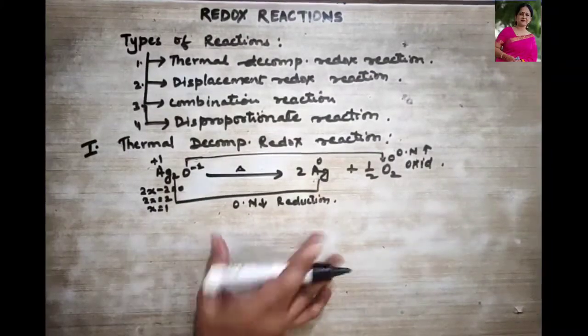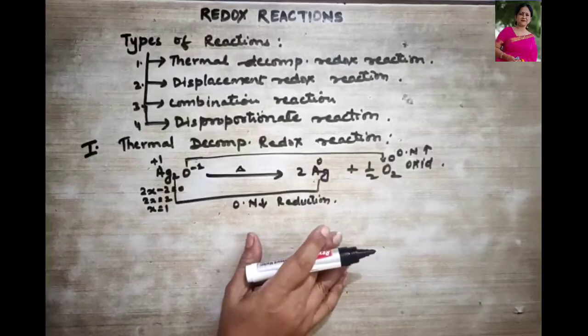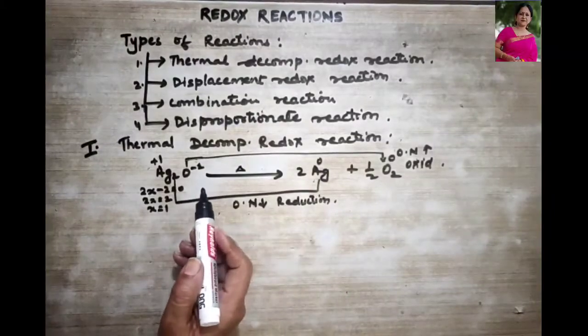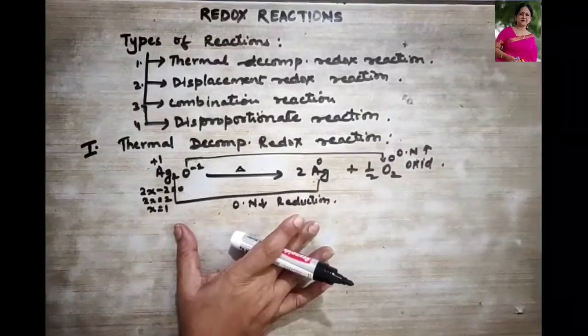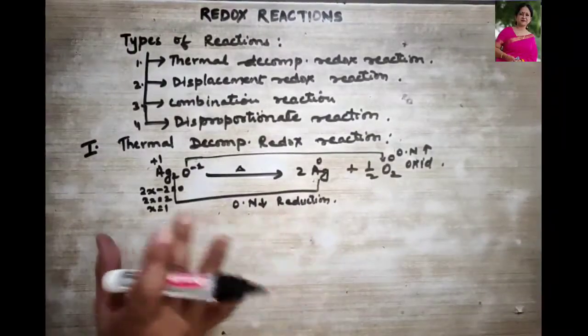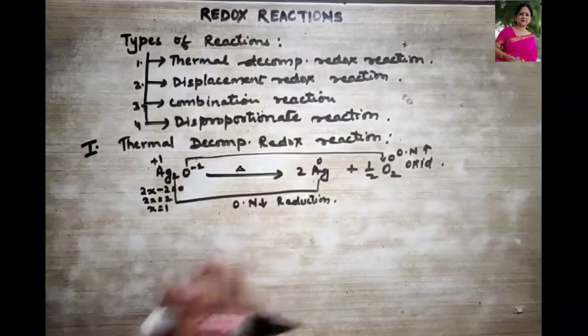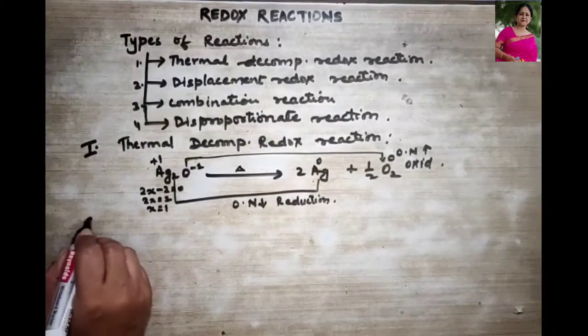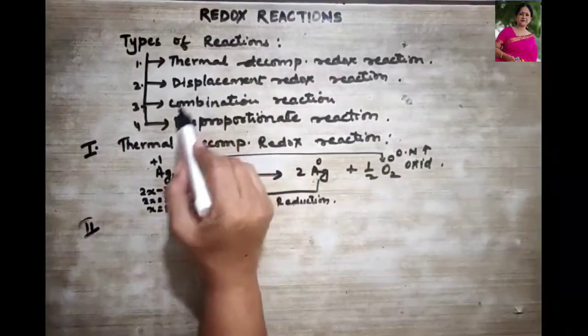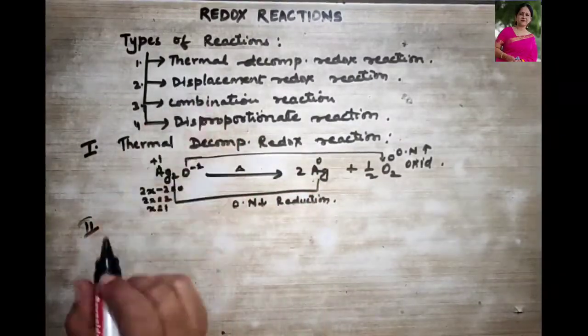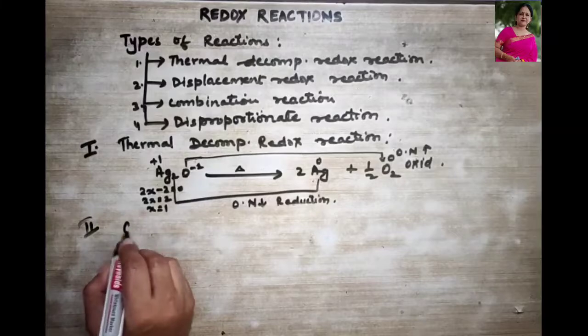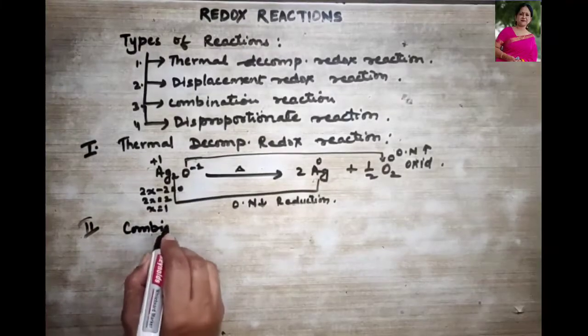So this is your thermal decomposition reaction. Over here, what is the reducing agent? Your reducing agent will be oxygen and your oxidizing agent will be silver, right? Then we move to the next type of reaction. First let me pick up combination reaction because that is the simple one. Then I'll go to displacement reaction.